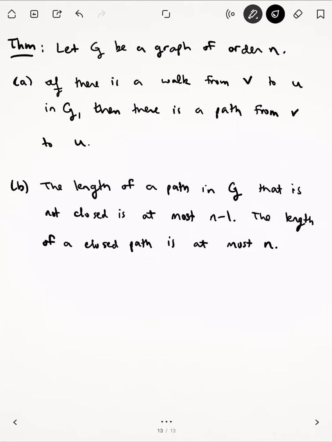And I'm not going to prove these because they are kind of intuitive, but for example, the way you would prove A, which is if there is a walk from V to U in G, then there is a path from V to U. Remember, the difference between a walk and a path is that the intermediate vertices that construct a walk could be repeated. And so basically, you find a walk from V to U, and then you remove all the repeated elements, and you found a path. And so that's why if you have a walk, you have a path. And then if you have a finite set of vertices, then part B basically follows from that.